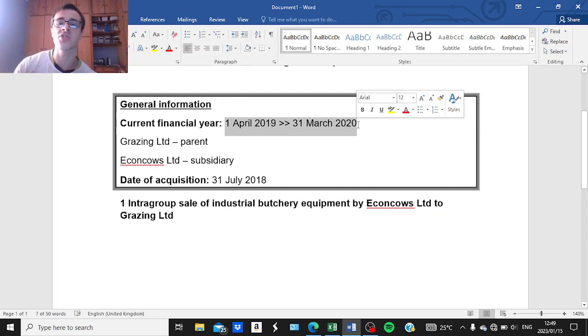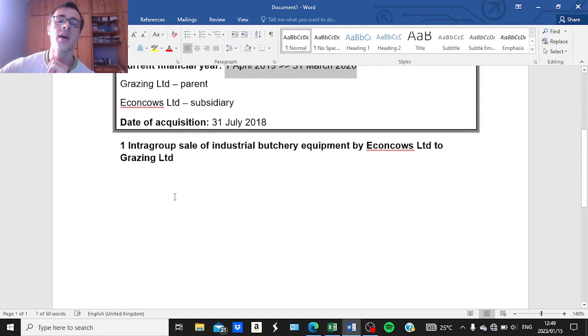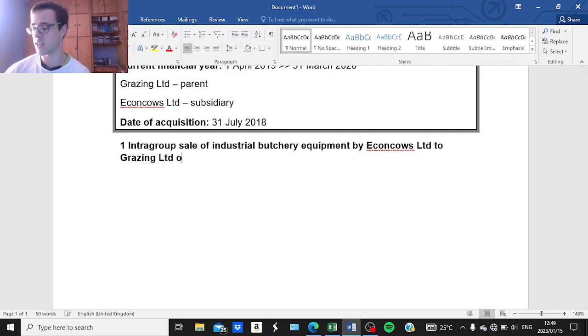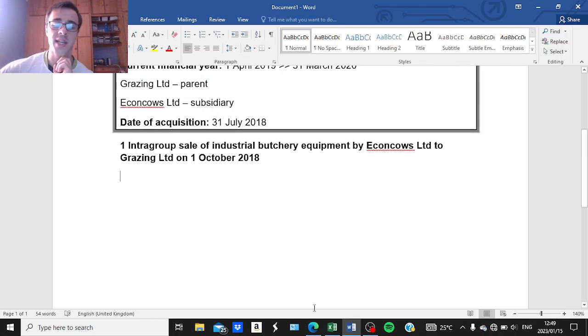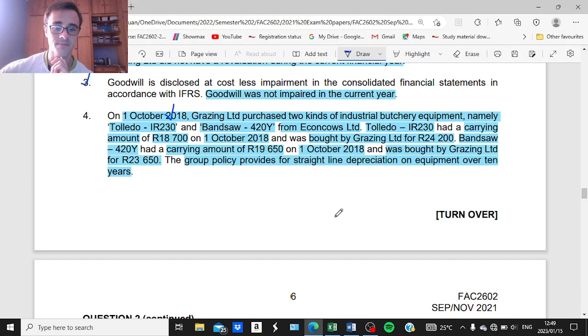So because this transaction occurred in the previous financial year and not in the current year, we know that we will need to make use of retained earnings in order to eliminate the unrealized profit or loss, as well as the unrealized depreciation for the previous year. Okay, it's very important that you take note of the date of sale, the 1st of October 2018, which is clearly in the previous financial year.